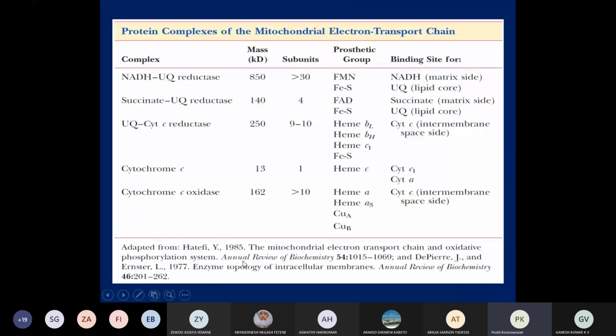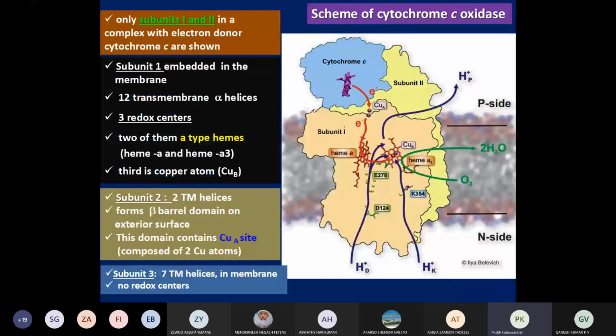So this is subunit 1, and subunit 1 has the 3 redox centers: heme A, heme A3, and copper B. And this is subunit 2. It has a beta barrel domain, and this domain has the copper A site. Subunit 3 has 7 transmembrane helices in the membrane, and it has no redox centers.